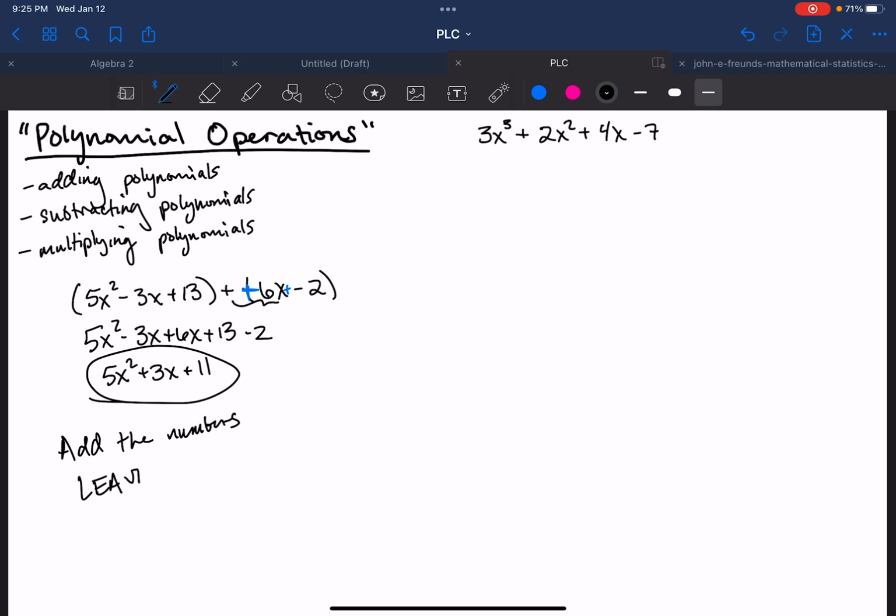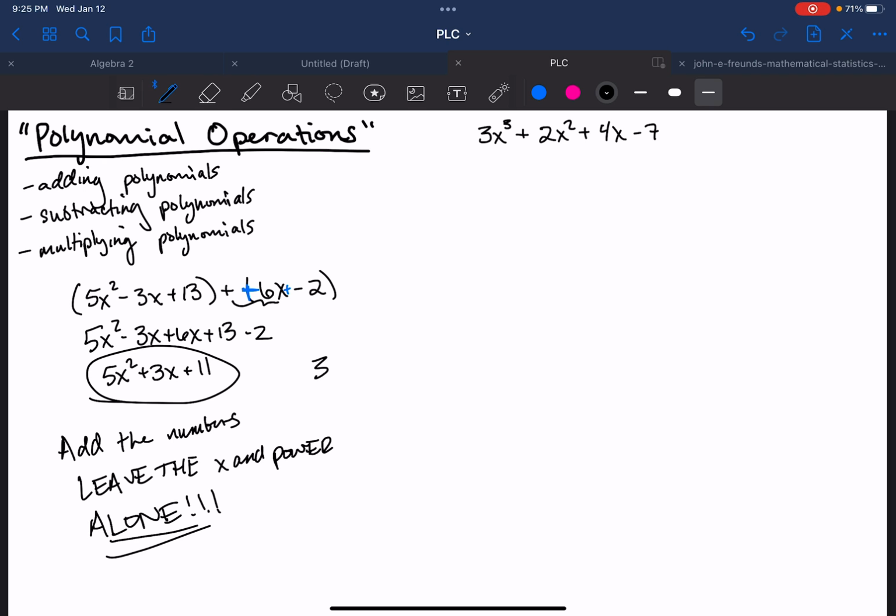Leave the x and power alone. Give that 3 exclamation points and a double underline. Leave the exponents alone. Do not change it.